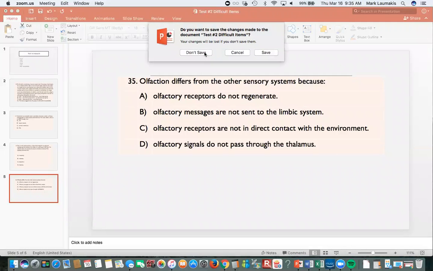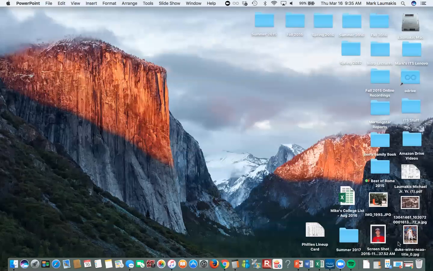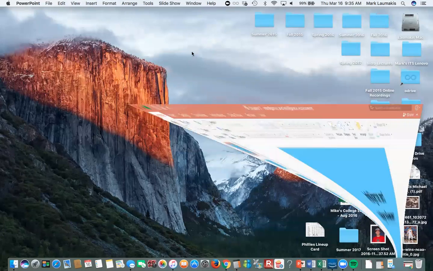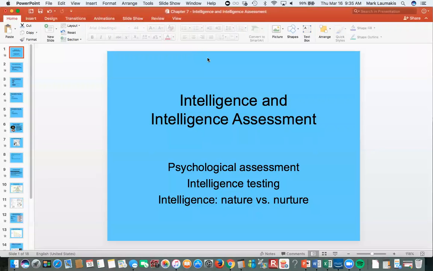All right, let me kill out of this and jump over into our slides for today, where we are going to begin part 3 of the course by talking about intelligence and intelligence assessment. This is the point where I like to tell you we're moving into what I call the sprint part of the course. Why is it a sprint?